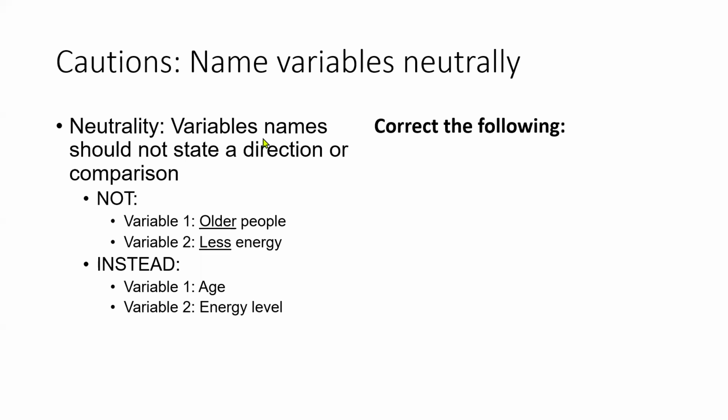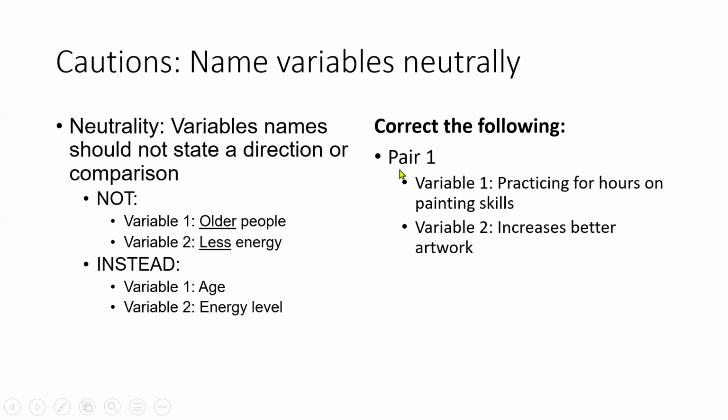So I didn't put a lot of examples here, but I did pull a couple more out of your own work. So let's see what this one says. I think this person identifies a good positive relationship: practicing for hours on painting skills, and then increases better artwork. So I think this person is correct in terms of these two factors varying in the same direction. But how could we state this in a way that just names the variable instead of having this direction?